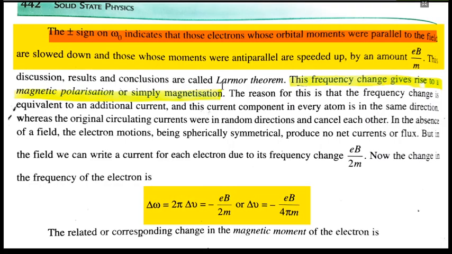Okay, so in continuation, delta omega is equal to minus e B upon 2m. It is also equivalent to 2 pi delta nu. Delta omega, if you look carefully, is 2 pi nu. Now 2 pi is a constant, so the delta will only be effective on nu, that is 2 pi delta nu, the frequency change that should occur, and that is again equivalent to minus e B upon 2m. So if I make an equation, delta nu is equal to minus e B upon 4 pi m, this represents the corresponding change in the magnetic moment of the electron.